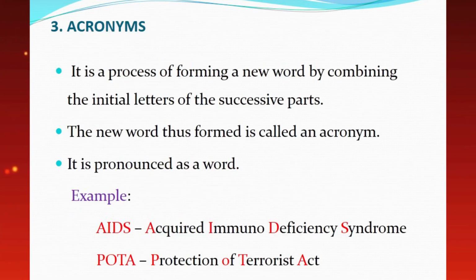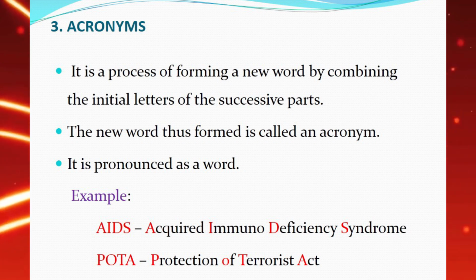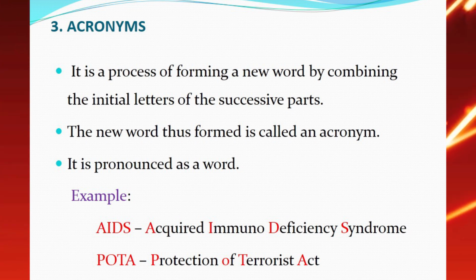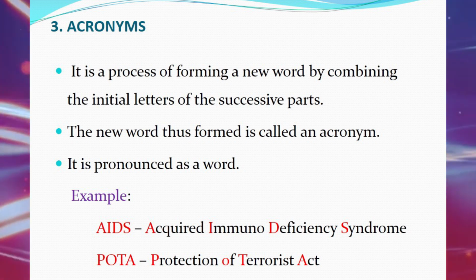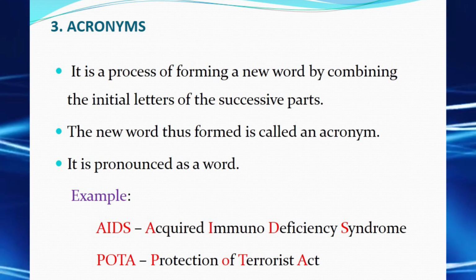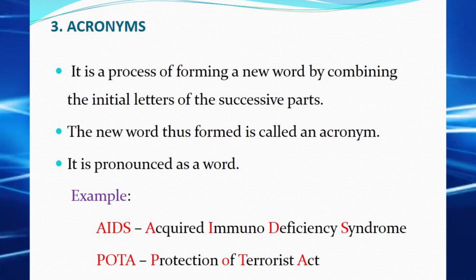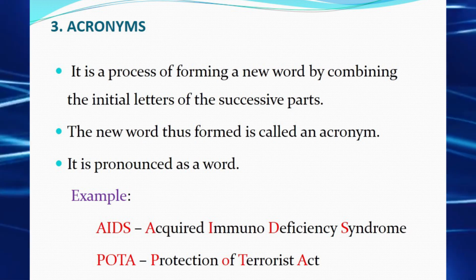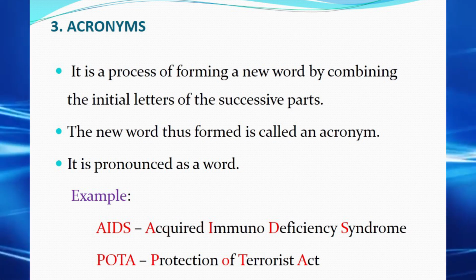Acronyms is a process of forming new words by combining the initial letters of the successive parts. The new word thus formed is called an acronym. It is pronounced as a word. For example, AIDS is an expansion of acquired immunodeficiency syndrome. The word is formed by combining the initial letters of the successive words. Similarly, POTA, Protection of Terrorists Act.